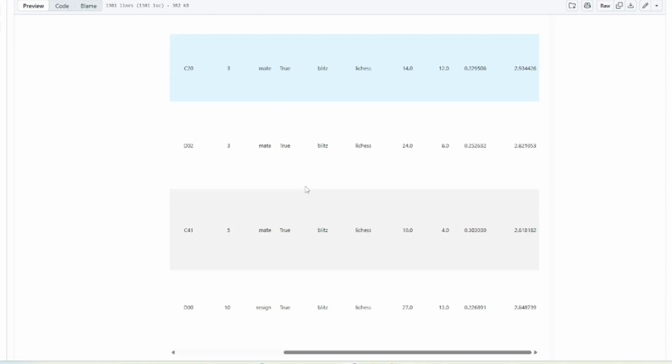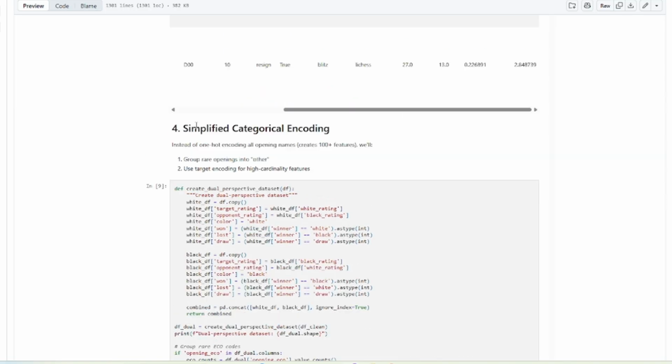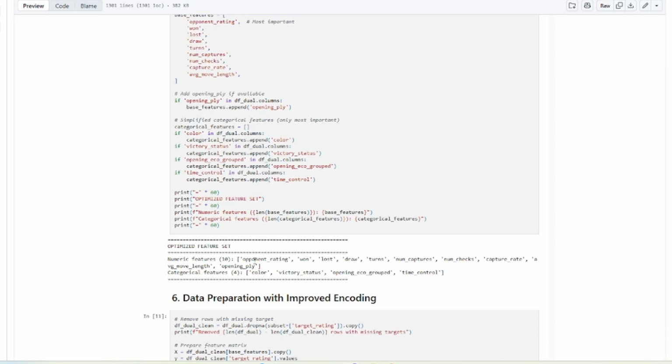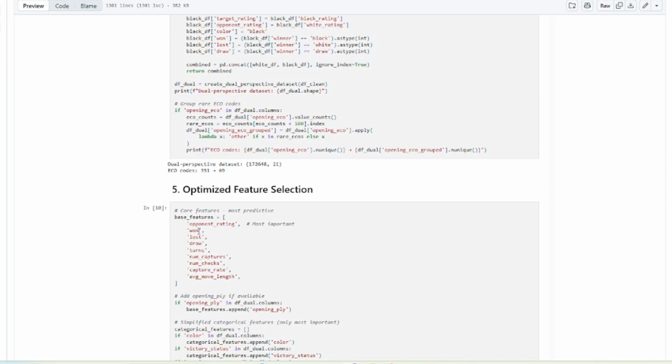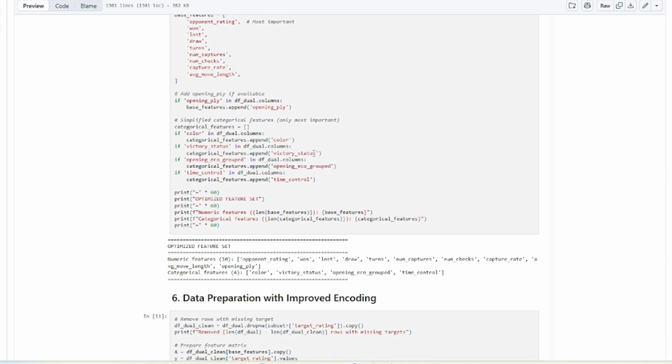From there, we're going to encode categorical variables. So we do some simplified categorical encoding. After we get our optimized feature set, we get our numeric features. So these are the features that matter the most after we encode categorical variables. Then we're going to scale the numerical features.